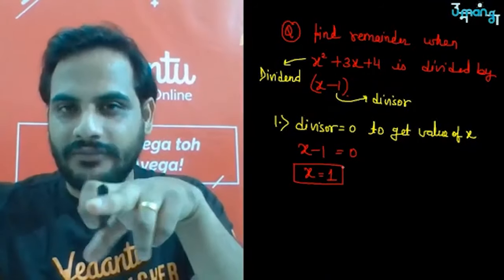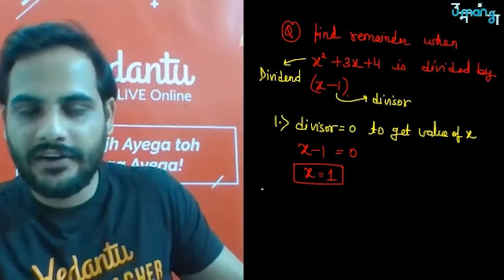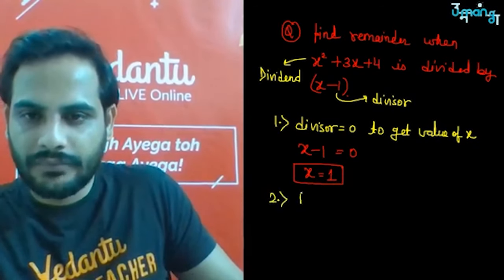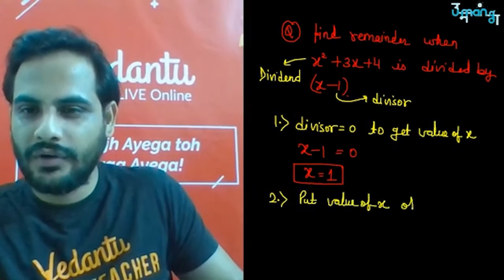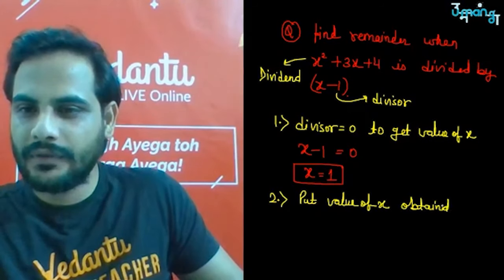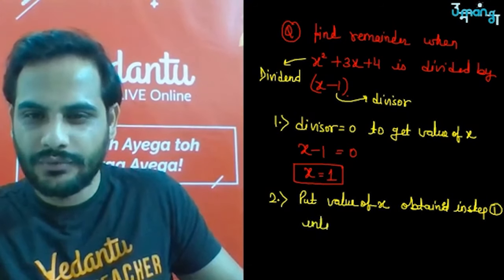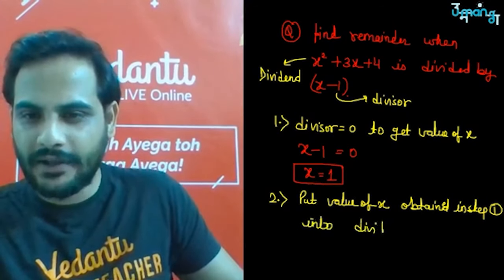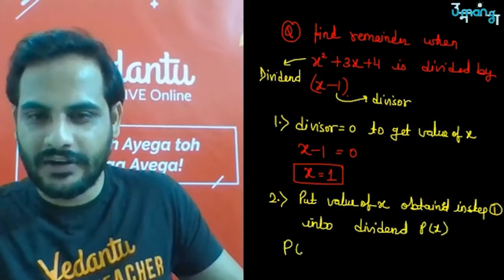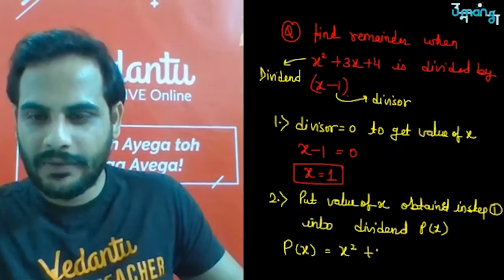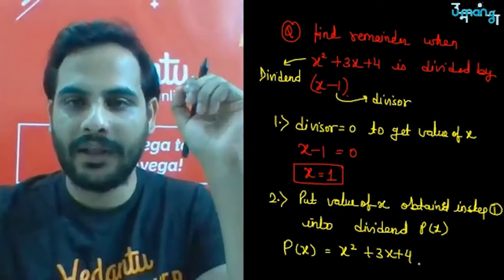Now this value of 1, I will put it in the dividend. So the second step is put value of x obtained in step 1 into dividend px. That means this value of the polynomial, this dividend px, which is equal to x square plus 3x plus 4, its value I will find out at x is equal to 1. So let us do that.